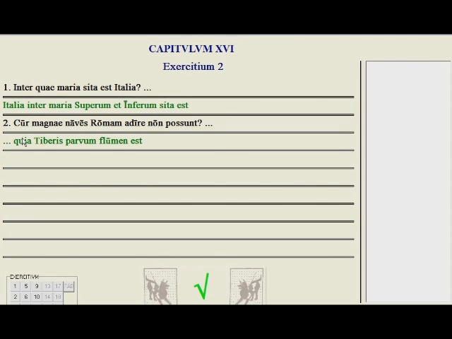And here we have that quia Tiberis parvum flumen est, because the Tiber is a small river. Again, we have more words, so just cover it up and practice answering the way Orberg did. Ubi sita est Ostia? Ostia sita est ad Ostium Tiberis, at the mouth of the Tiber. Ostium is mouth. Ad Ostium.